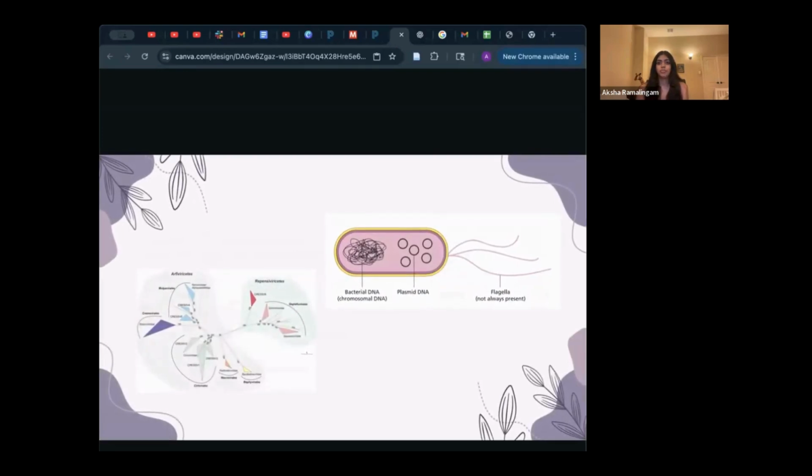So in this, these are both two pictures. On the right, you have plasmid DNA in a bacteria, and on the left, you have a genetic tree of different CRESS DNA viruses, because CRESS DNA viruses is a very broad term to describe DNA viruses.